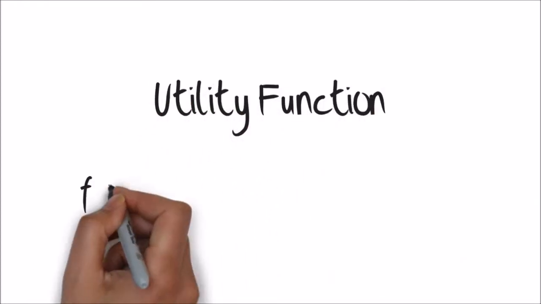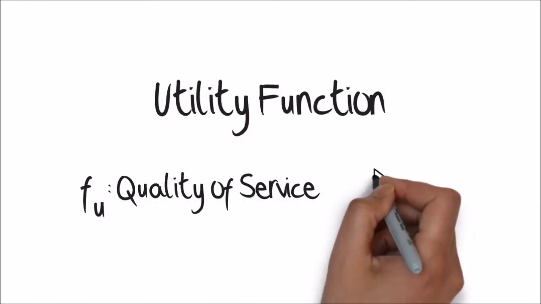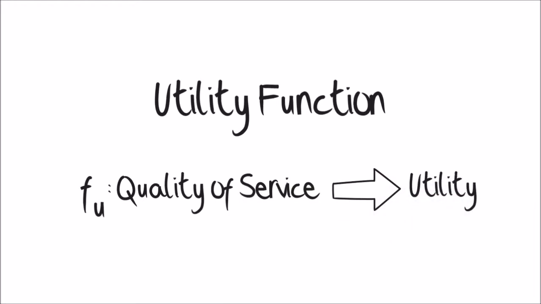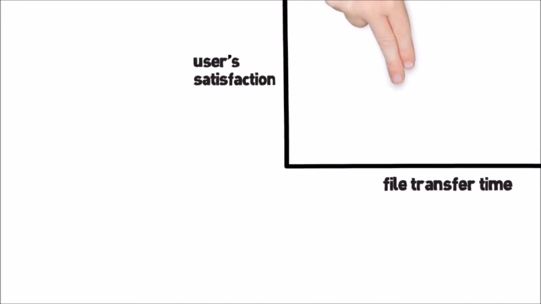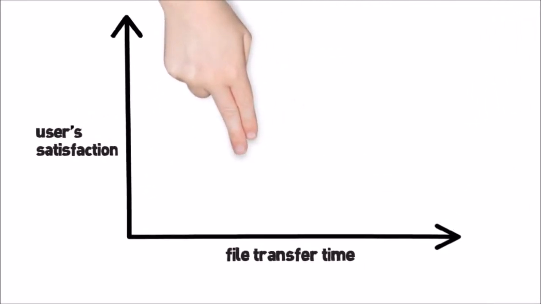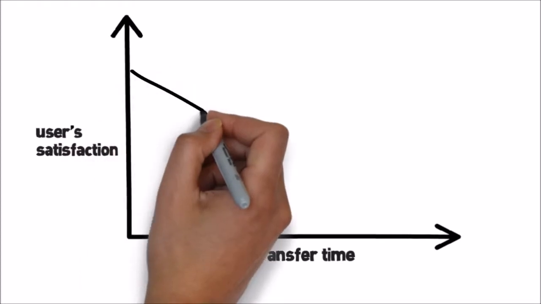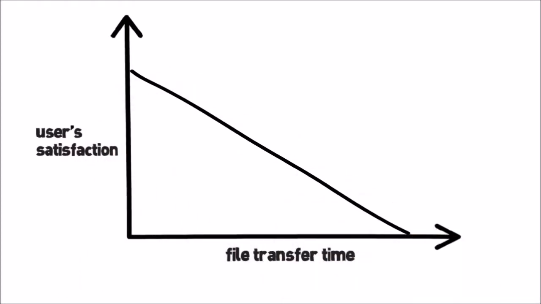Utility functions are used to find an optimal resource allocation while maximizing the utilization of this resource. Here is an example. The bandwidth of a network affects the file transfer time, and the user's satisfaction decreases with the time a file transfer takes. Thus, users value a certain quality of service over price.